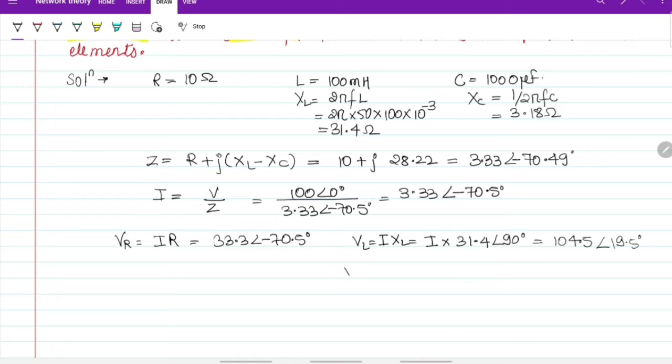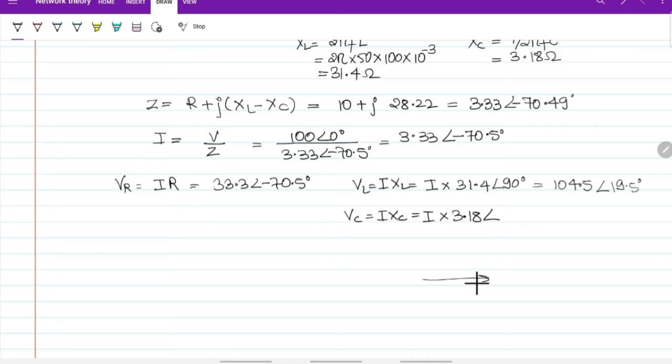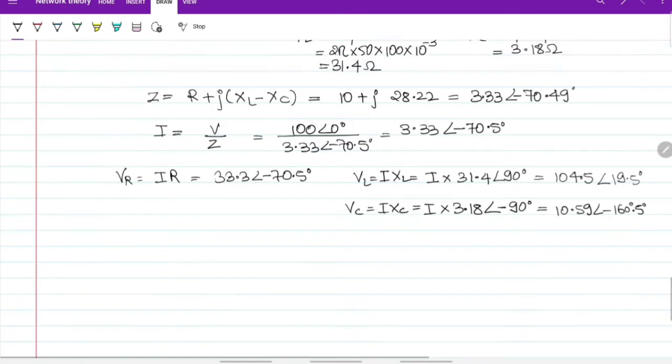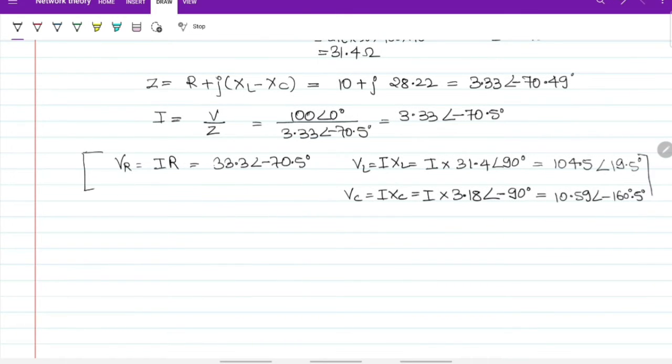And similarly VC will be I into XC, that is I into 3.18 at an angle of XC. So VC will be lagging in nature, VC will be lagging current by 90 degree in a series RLC circuit. So you will put minus 90 and this will give you 10.59 at an angle of minus 160.5 degree. Okay, so you can find these values.